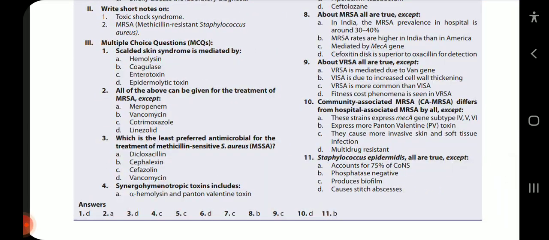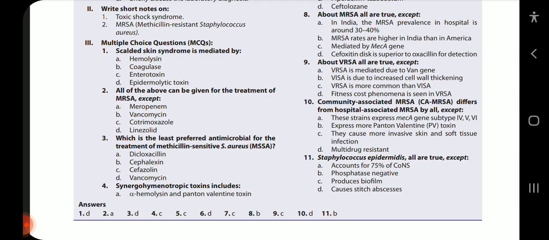Now, MCQ. Scalded skin syndrome is mediated by epidermolytic toxin. All of the above can be given for the treatment of MRSA except meropenem. We have not read it in this chapter, so this cannot be given. Which of the following is the least preferred antimicrobial for the treatment of methicillin sensitive Staph aureus? It's vancomycin.